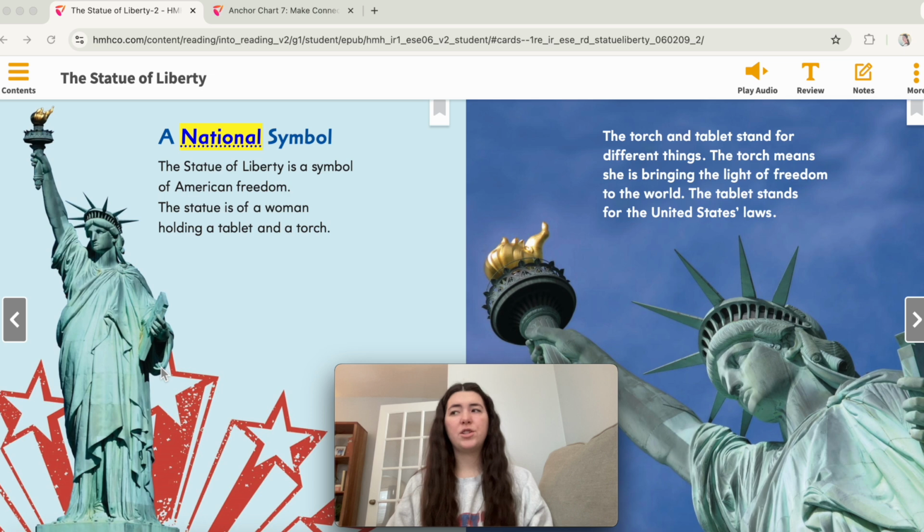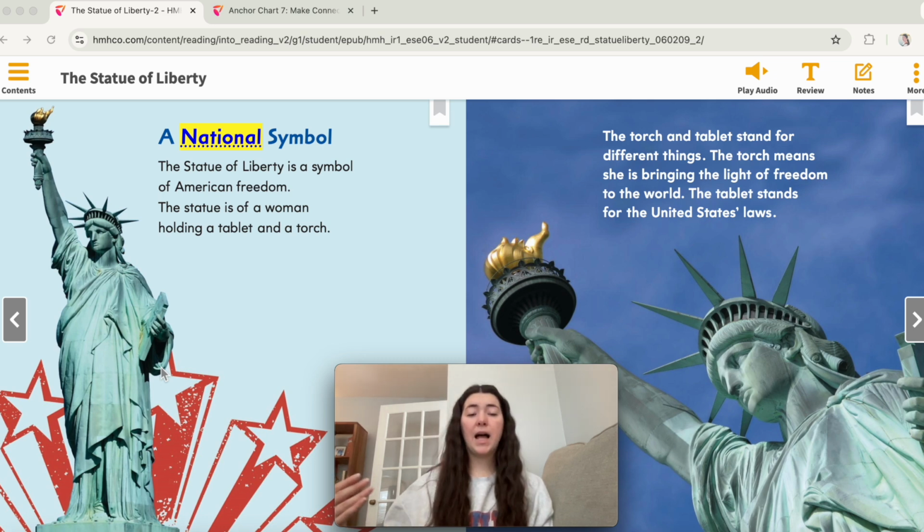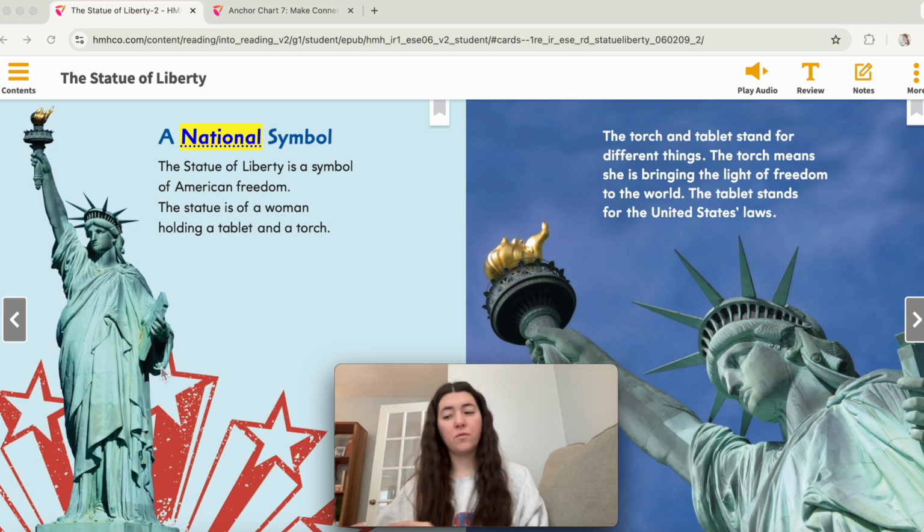Yeah, it's a similar shape. Now, is it the same? Is she holding your iPad? No, she's holding something different. It's a different type of tablet. This tablet is what holds our United States laws. So it's like a big block that's got our laws, which are the rules we have to follow.